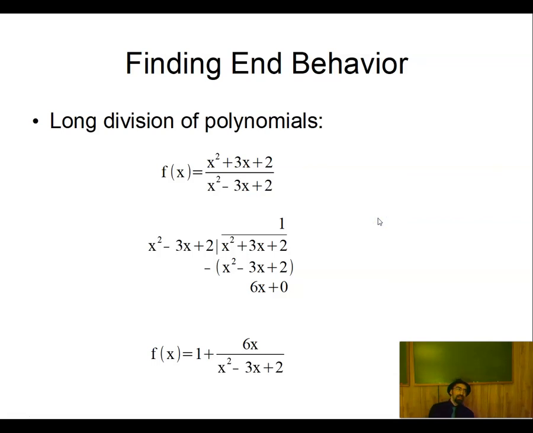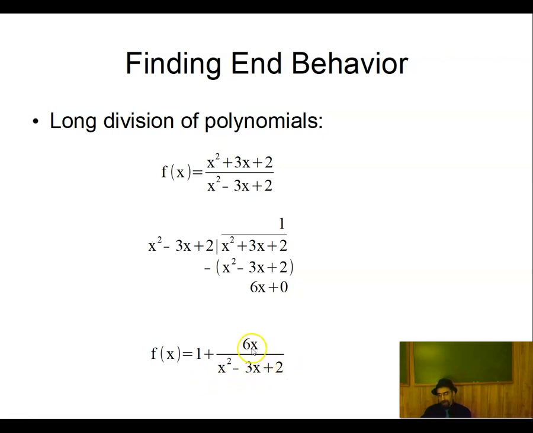So, to find the end behavior, for x being large and positive or large and negative, we'll use long division of polynomials. And this long division of polynomials will end up being useful later. We do our long division, right? X squared goes into x squared once. We subtract off this x squared minus 3x plus 2. We get our remainder, right? 6x is lower order than x squared minus 3x plus 2. So we get that our function is 1 plus 6x over x squared minus 3x plus 2.